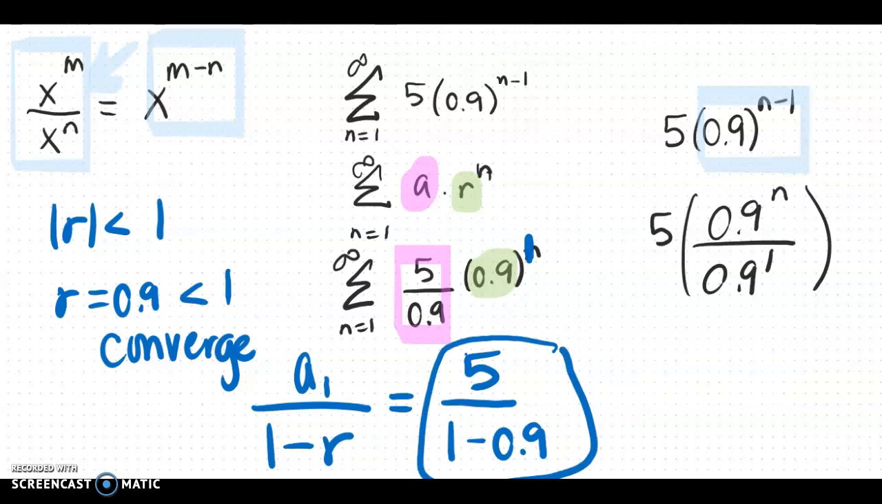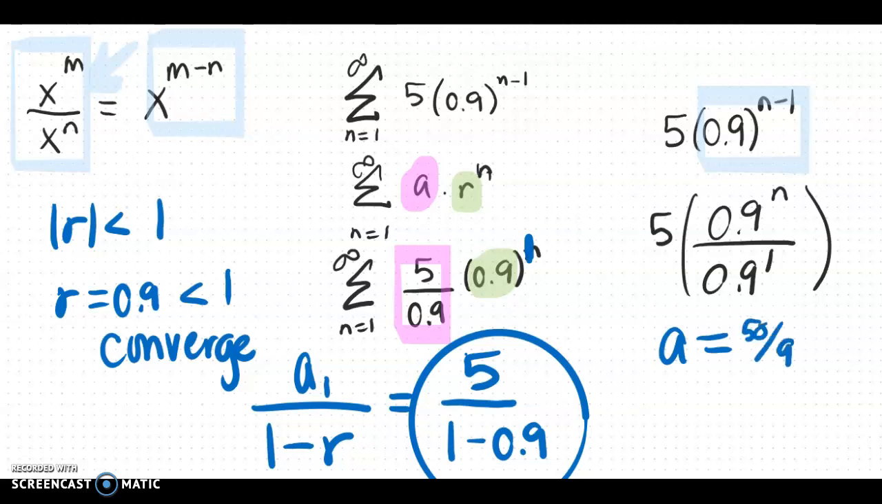And yes, you could simplify these, but it says that decimals are allowed in the answers for these problems, so you can leave it like this. Otherwise, you could say A is equal to 5 divided by 0.9, which is a decimal. We wouldn't want to write it as a decimal. We would say 50 over 9. And then it would converge to 5 divided by 0.1, which would be 50. But MyOpenMath accepts these answers.